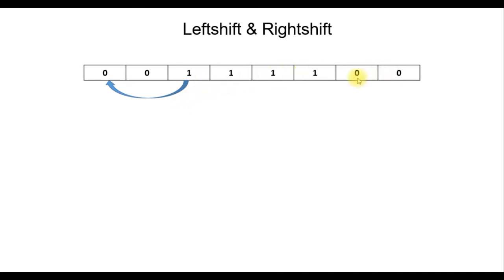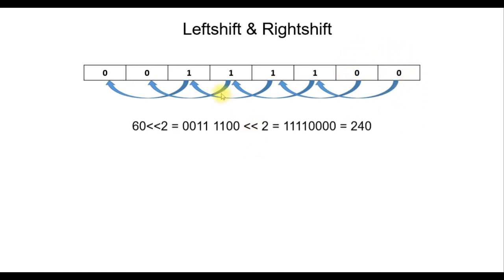So this whole number will be taken and shifted left 2 times. So this 1 here will get shifted 2 times. 1, 2. This 1 will come here. Similarly, all the other numbers will get left shifted 2 times. Now, after all the numbers are left shifted 2 times, the initial numbers are discarded. These two zeros will be discarded and the empty spaces here will be filled with 0. So this is 60 left shift of 2.